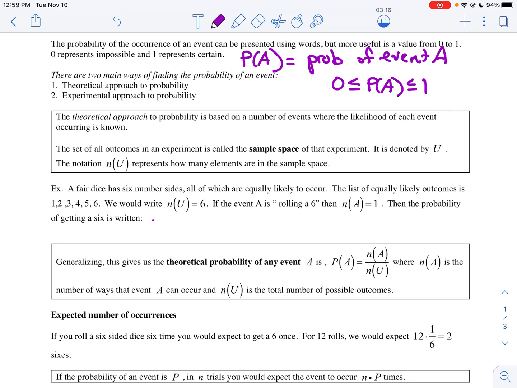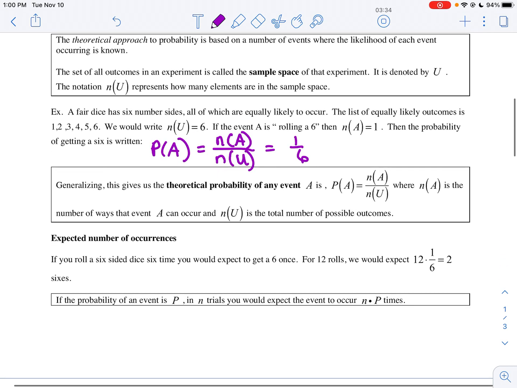So then the probability of getting A to occur, the probability of getting a 6, would be the number of elements in the event over the total number of elements in your sample space. So this is 1 over 6. So generalizing this, the theoretical probability of any event A is: P of A equals the number of elements in A over the number of elements in your sample space.